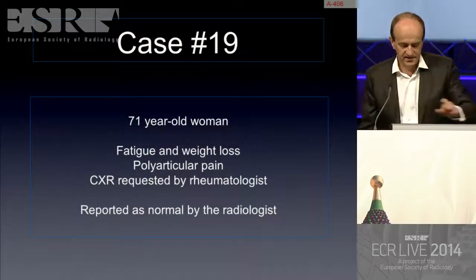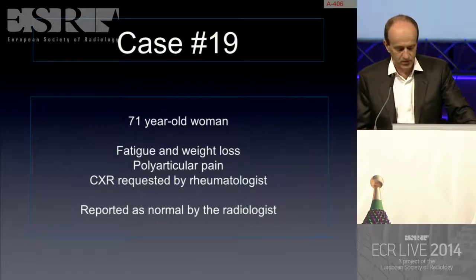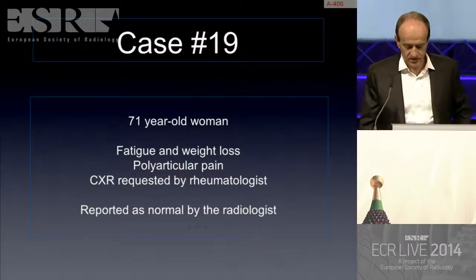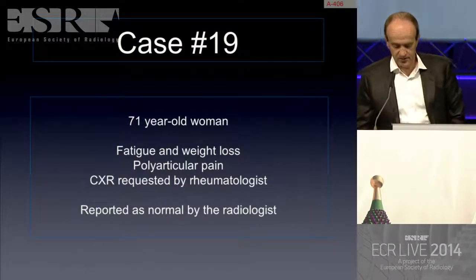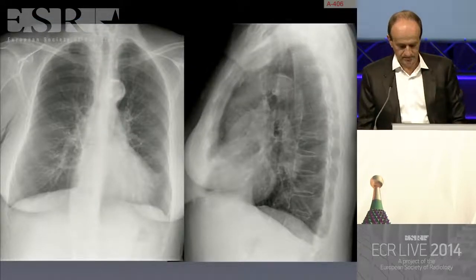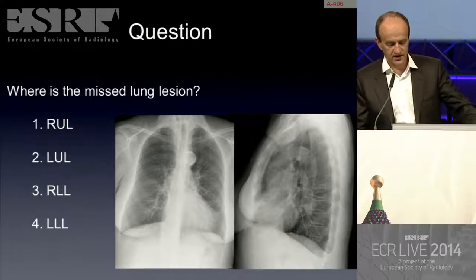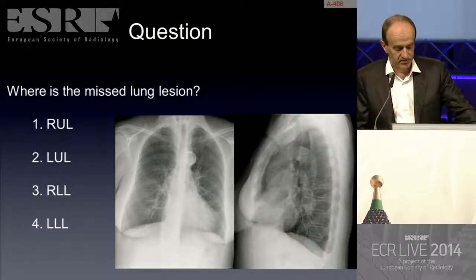Okay, case 19. It's a 79-year-old woman. She complains of fatigue, weight loss, polyarticular pain, and the chest radiograph is requested by the rheumatologist and reported as normal. Where do you think is the missed lung lesion? Right upper lobe, left upper lobe, right lower lobe, left lower lobe. Please vote now.